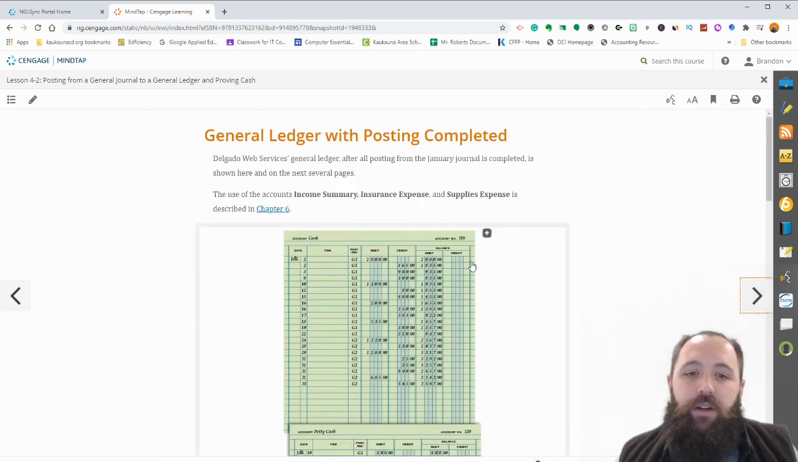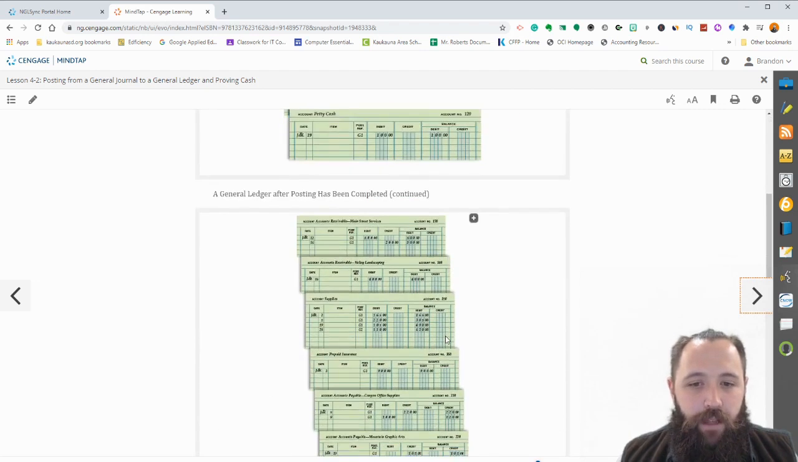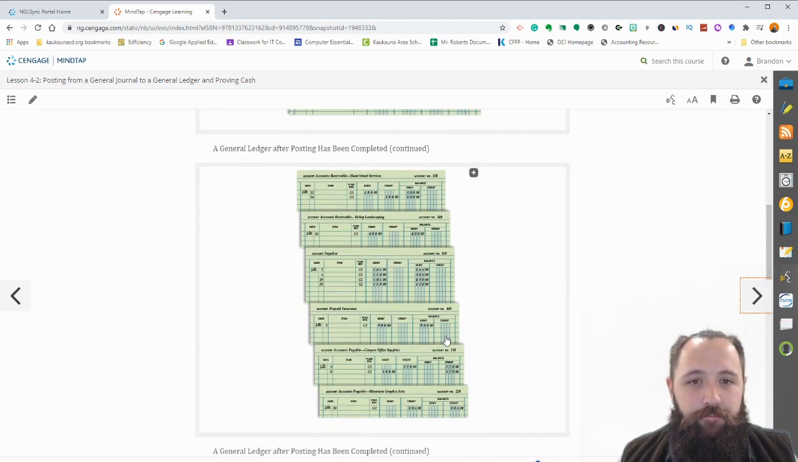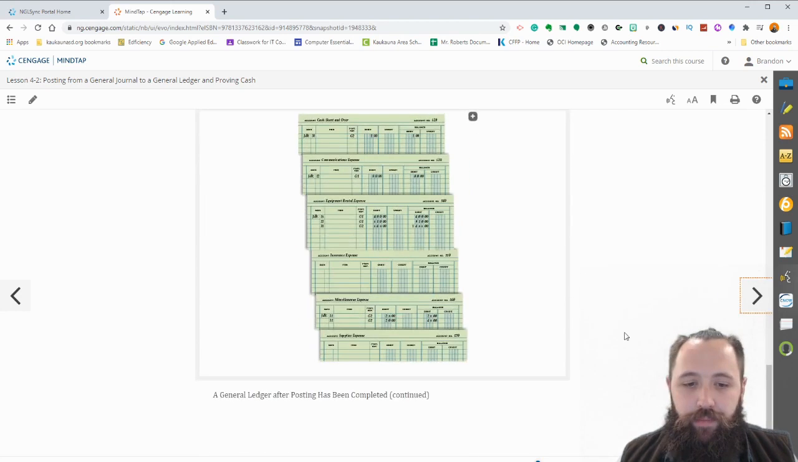Then if you look here, here's what a general ledger would look like with this posting complete, right? So the balance is constantly calculated. You can see here for cash, this tells a story too. Every time that cash increased and then decreased, and then this balance is constantly being accumulated. And you can see for the other accounts as well, okay? So it's just giving you examples.